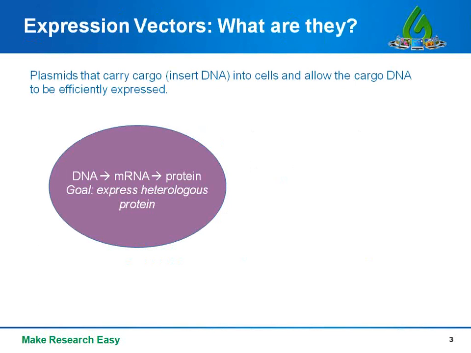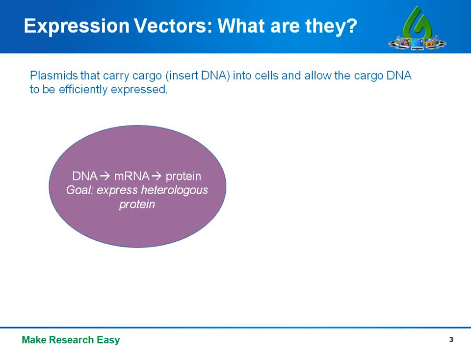What are expression vectors? Put simply, expression vectors are plasmids that carry cargo, that is, insert DNA, into cells and allow the cargo DNA to be expressed, that is, transcribed into mRNA, and in most cases, translated into protein. Most of the time, your goal is to express a heterologous protein. So your cargo will be DNA that encodes a protein, and you'll need your expression vector to facilitate efficient transcription to mRNA and translation to protein.